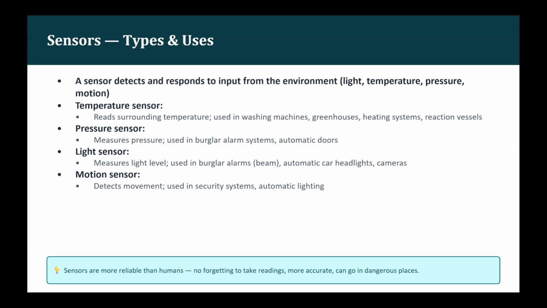Pressure sensors measure pressure, used in burglar alarm systems, automatic doors. Light sensor measuring light level, used in burglar alarms, beam, automatic car headlights and camera. Motion sensors are there to detect movement, used in many different security systems and automatic lighting. Sensors are more reliable than humans. No forgetting to take readings, more accurate, can go dangerous places.